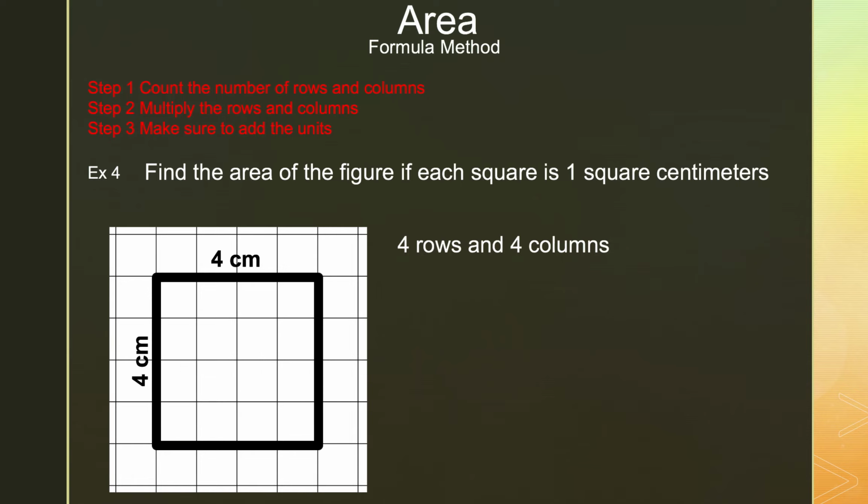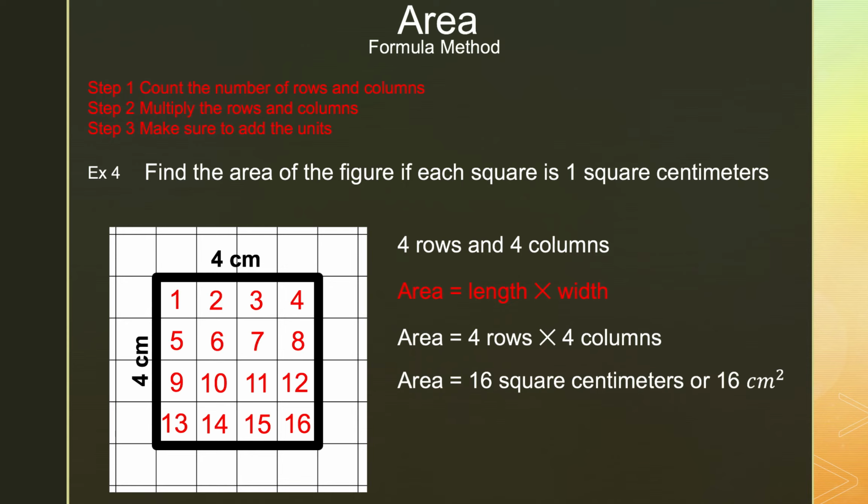And now we're going to find the area. So we're going to use the formula, which once again is length times width. Or in this case, we're going to do rows times columns, which is 4 times 4, which is 16. Or as you can see on the left, if you count the number of squares, you get 16. So multiplication is a little bit easier, especially when you get to higher numbers. Since they're both the same, the area is 16 square centimeters or 16 centimeters squared.